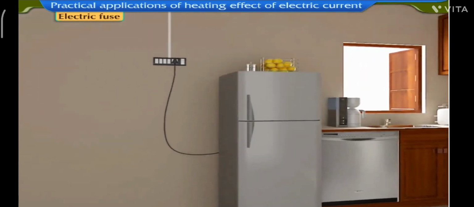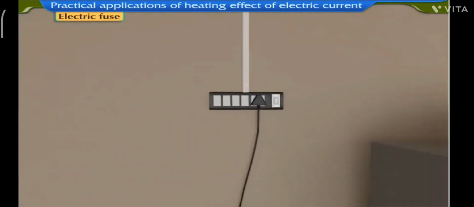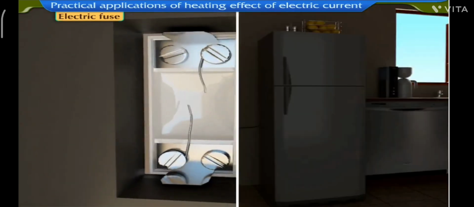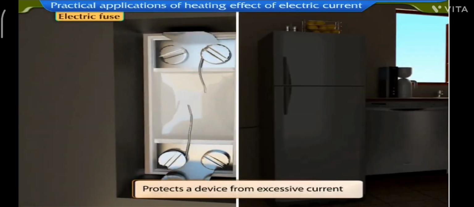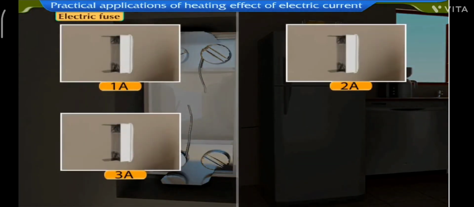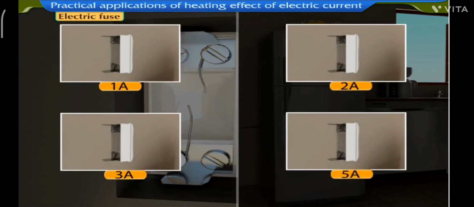When a large current exceeding the safe limit passes through the device or the circuit, the fuse wire melts and the circuit breaks. This protects the device or the circuit from excessive current. The fuses with current ratings of 1 ampere, 2 amperes, 3 amperes, 5 amperes, etc. are generally used in household appliances.